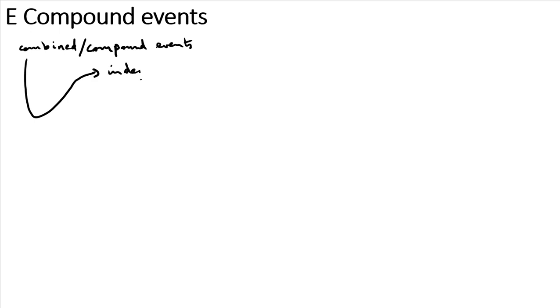If we're dealing with the combination of two events, then we are talking about combined or compound events. And when we are talking about combined or compound events, then we can make the distinction between independent events and dependent events.